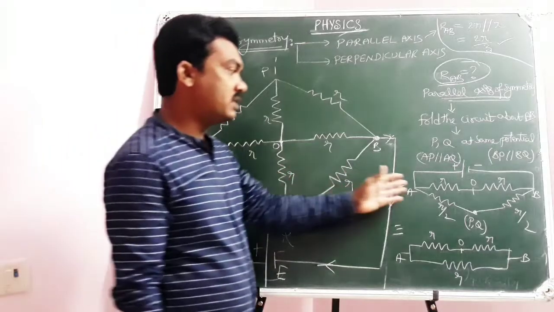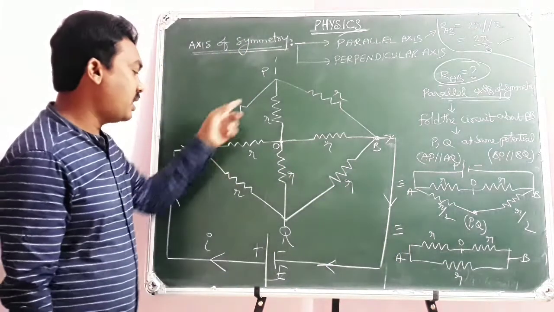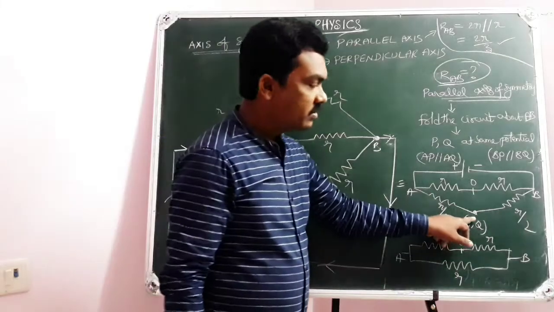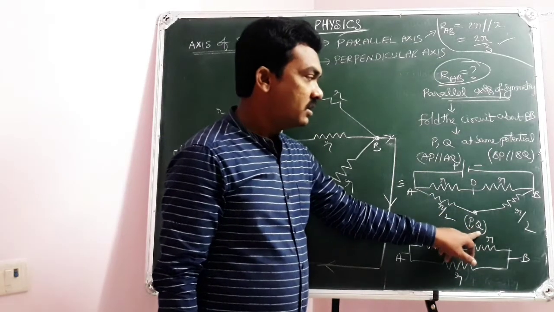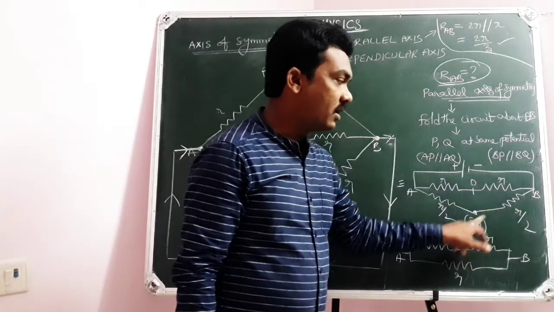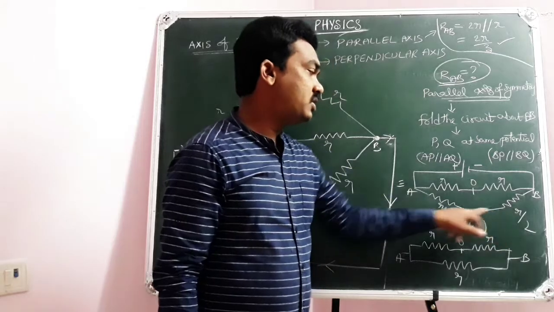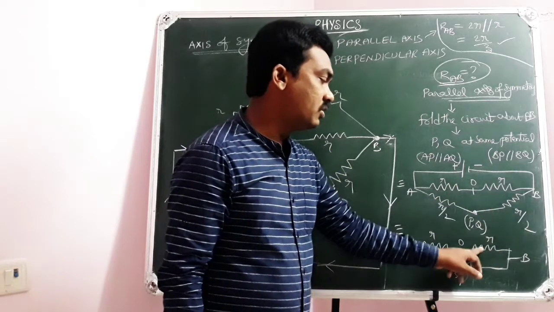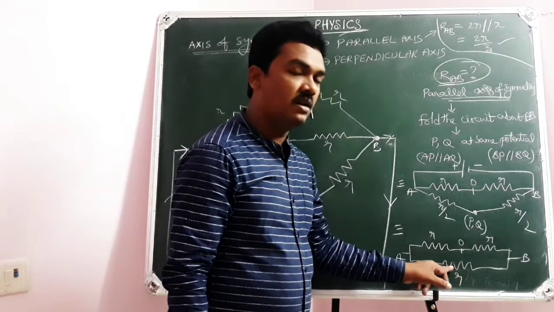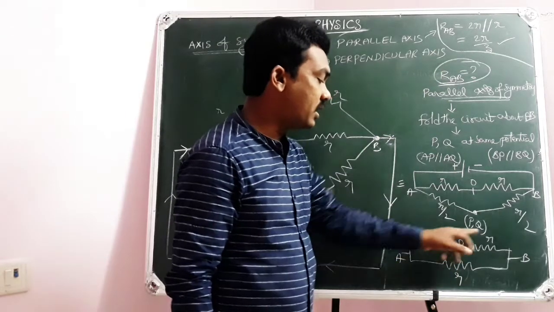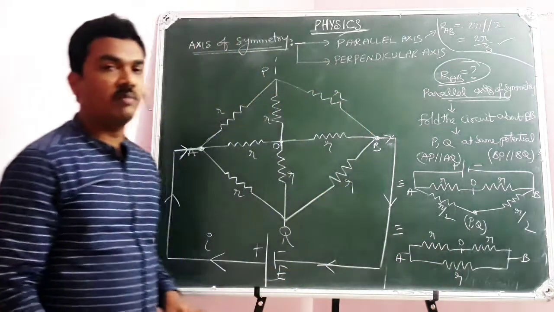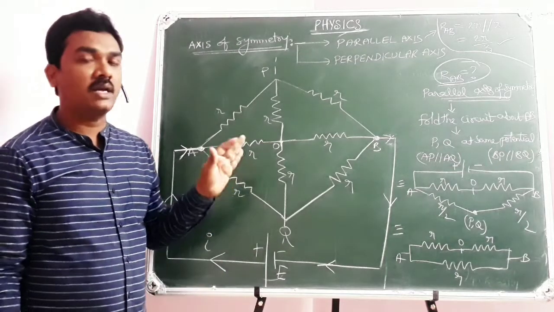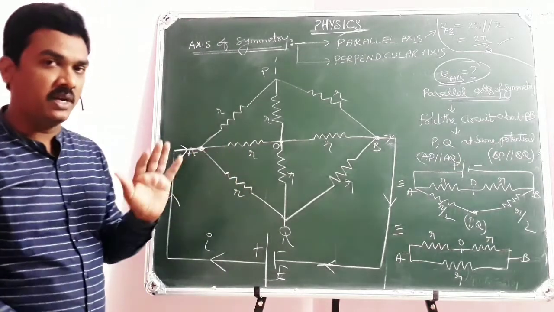So this is how your circuit is simplified. AP and AQ in parallel together give R by 2, because P and Q are at the same potential. Similarly, BP and BQ in parallel give R by 2. These R by 2 in series give R, and the other R and R in series give 2R. So 2R and R in parallel between AB give 2R by 3. So this is how the parallel axis of symmetry can be explained.